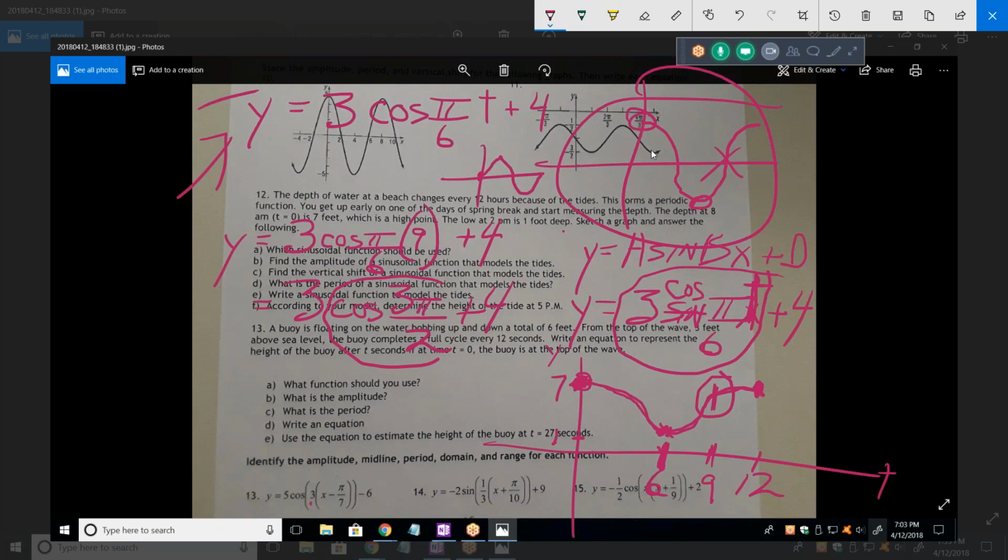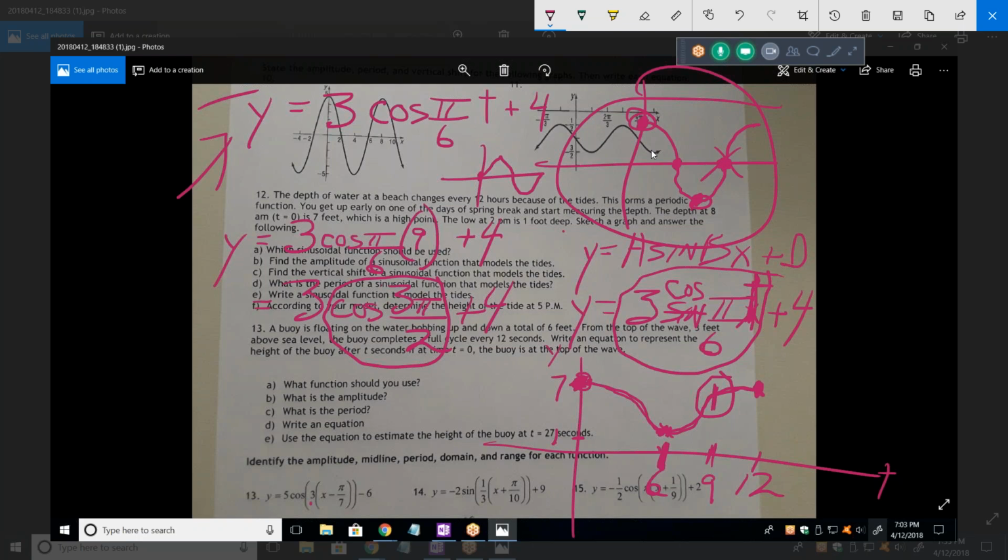That is 0. In other words, here's the cosine, starts out at 1. At pi over 2, it goes to 0. At pi, it goes to minus 1. At 3 pi over 2, it's back to 0.